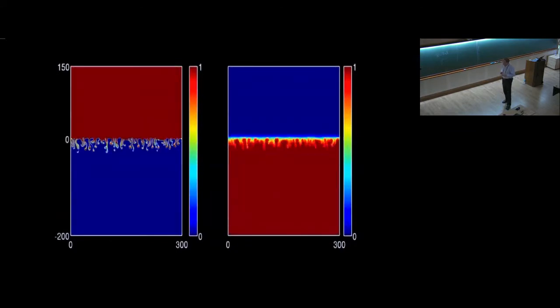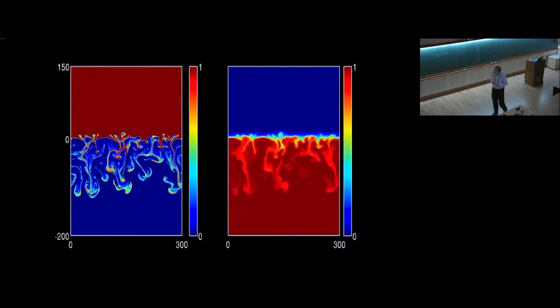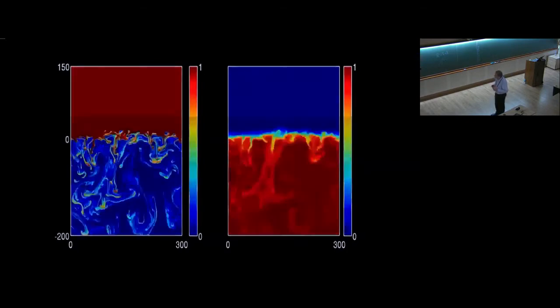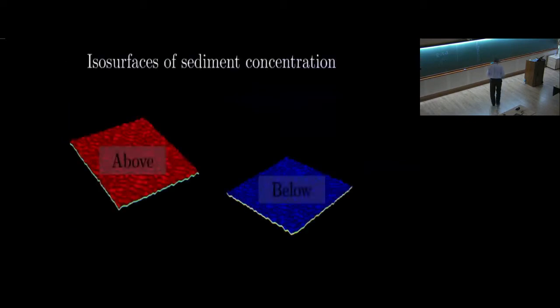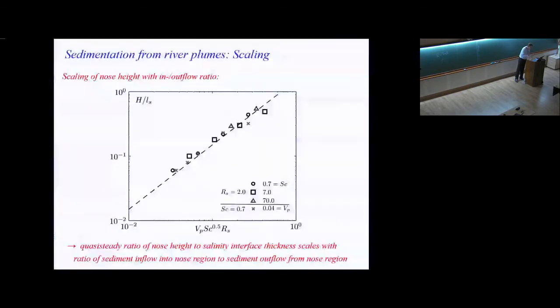And so that explains the experimental observations of Parsons, Bush, and Savitsky. So we then did a number of simulations like this for different parameters. And to make a long story short, we were able to collapse all of these results in the following way. We can plot this ratio of nose height or nose thickness over the salinity interface thickness.